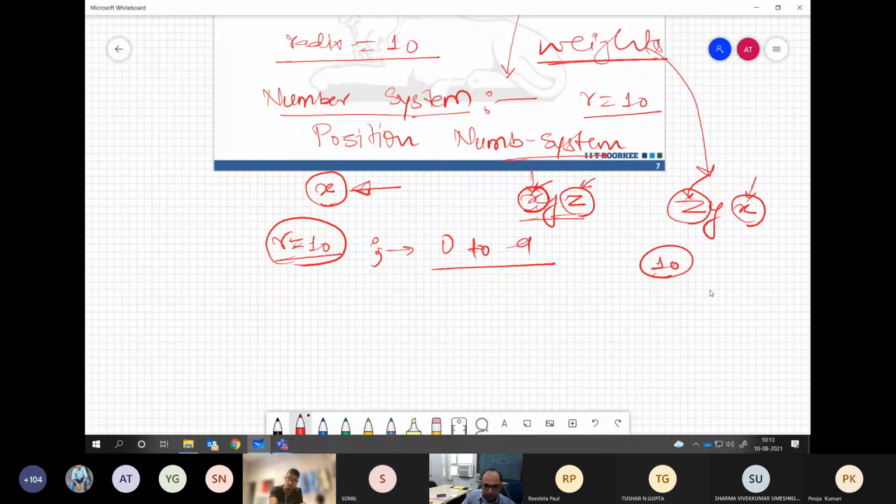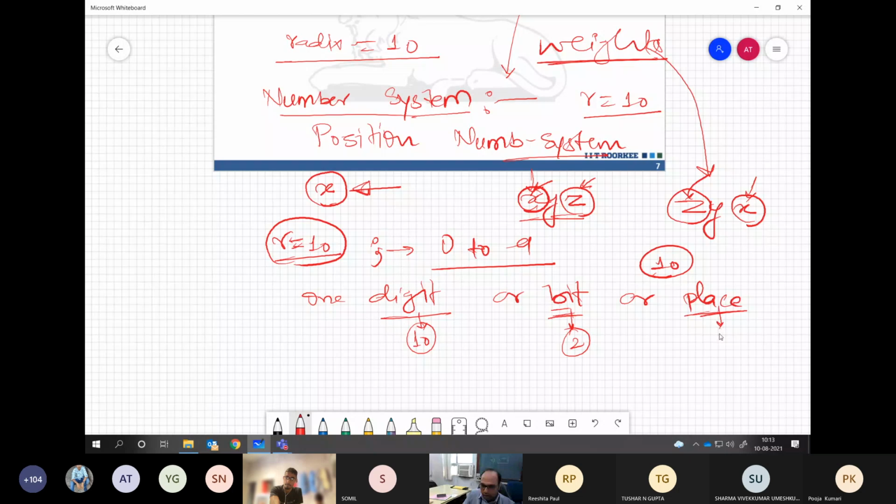Exactly. So in any number system, whenever we are representing one digit or bit or a single place, we can say in general, because digit is something which is related to 10, bit is something which is related to 2. We may have something else as well, some other r also. So yes, of course, the possibilities for x are between 0 and 9.